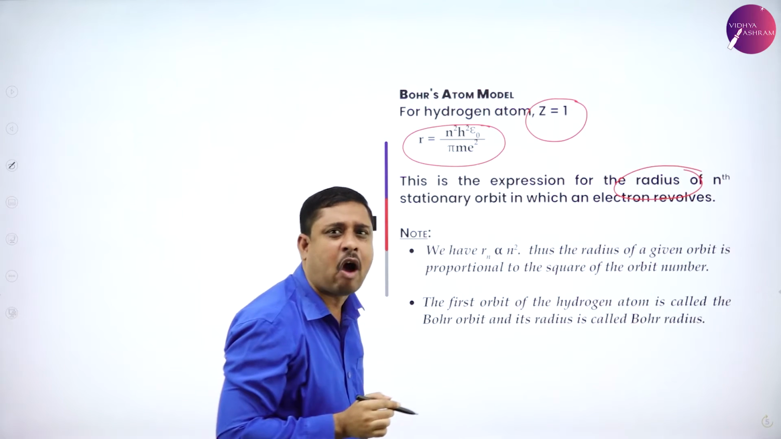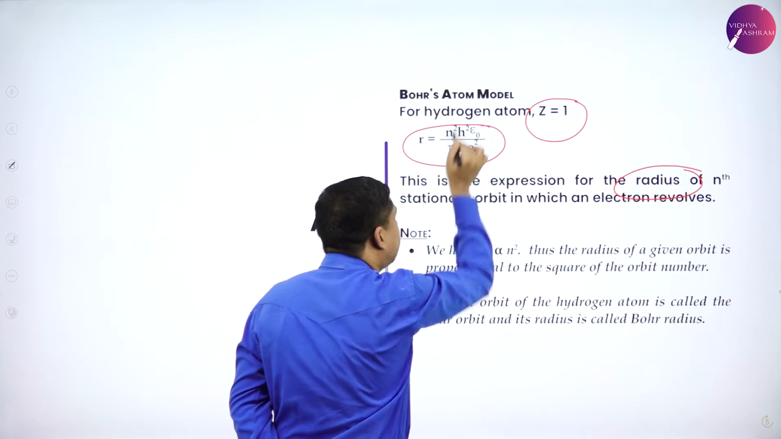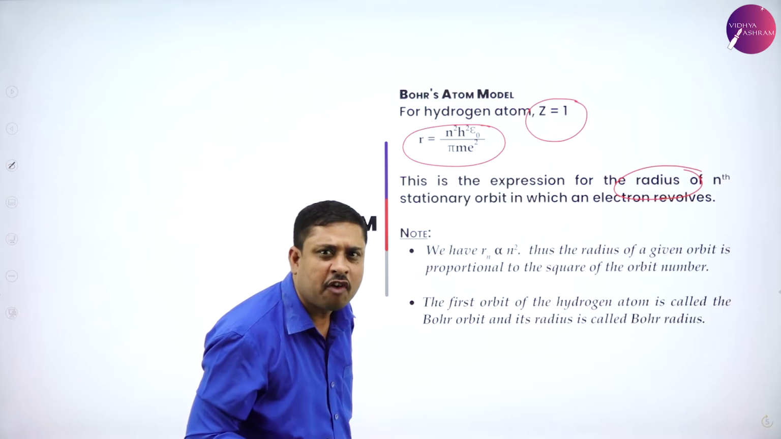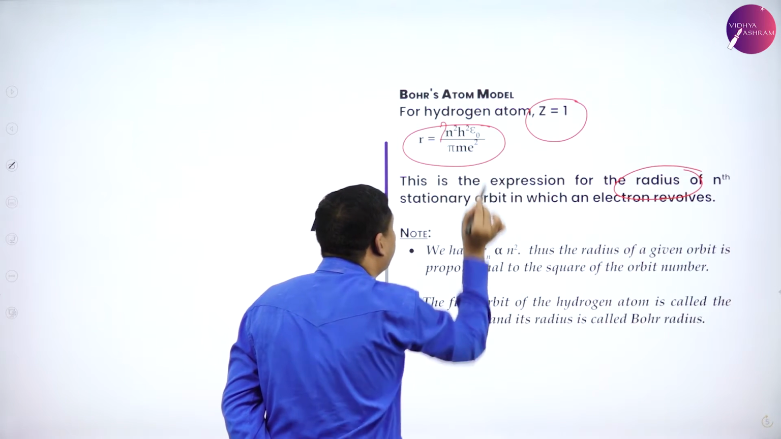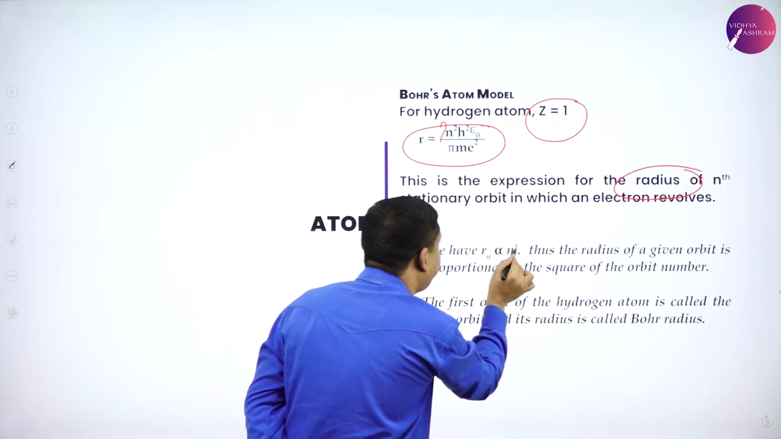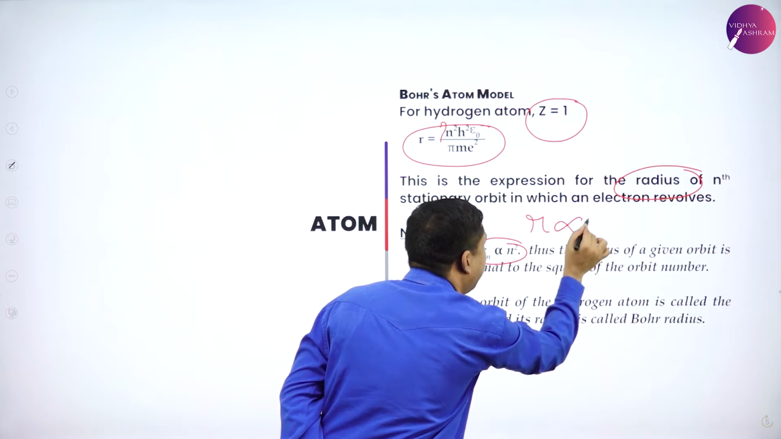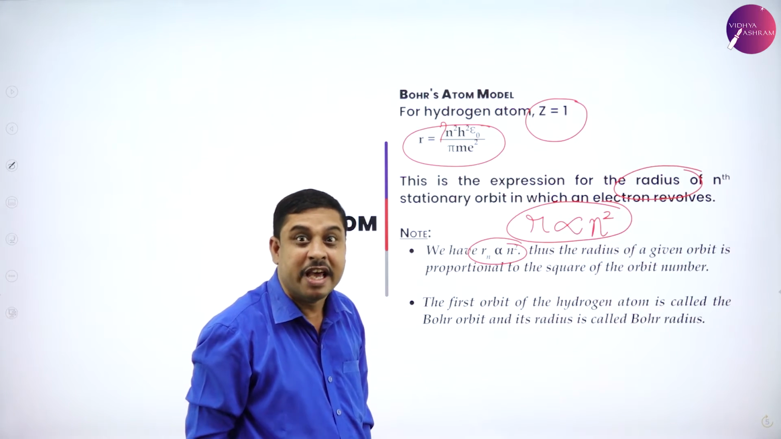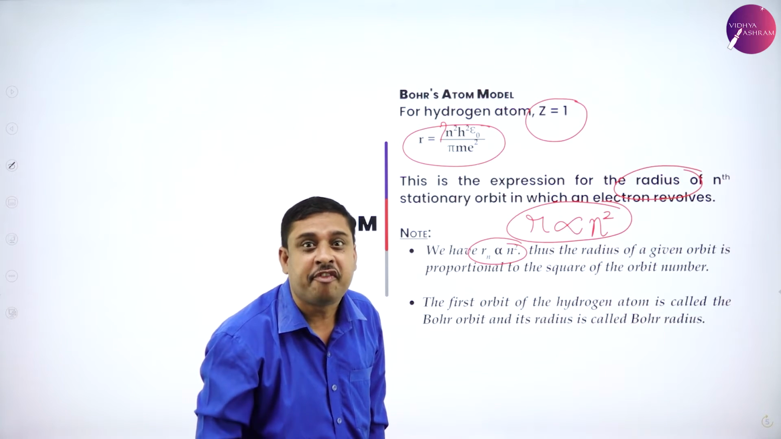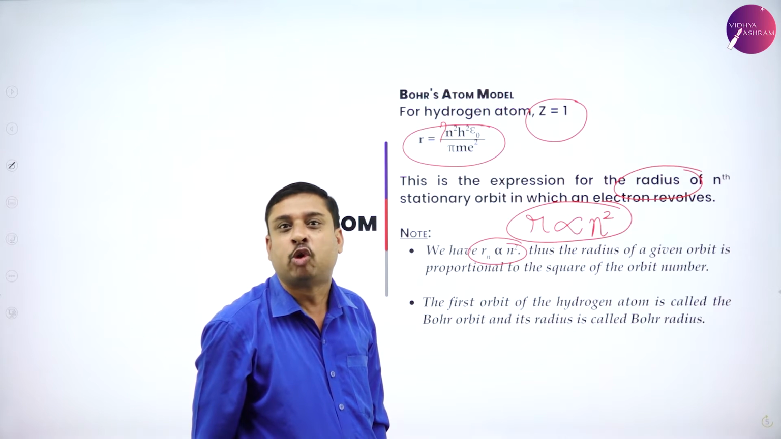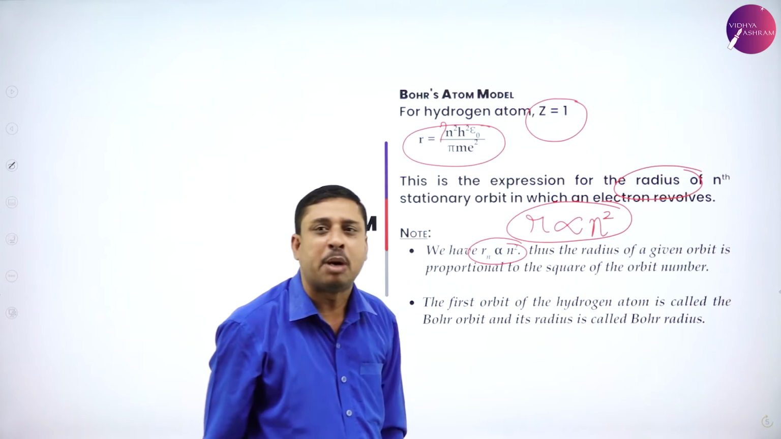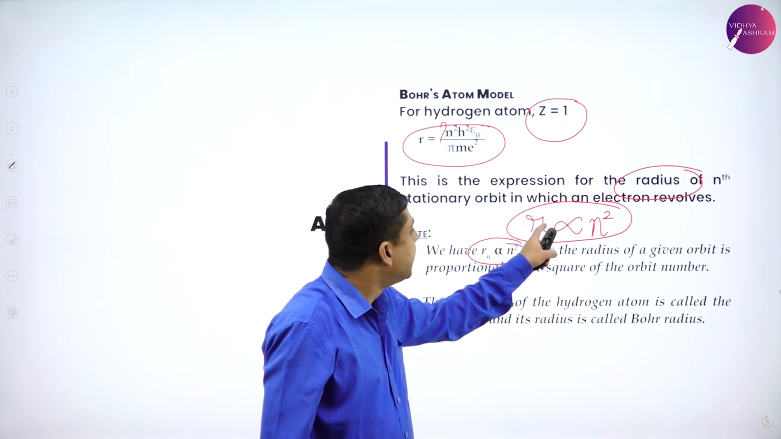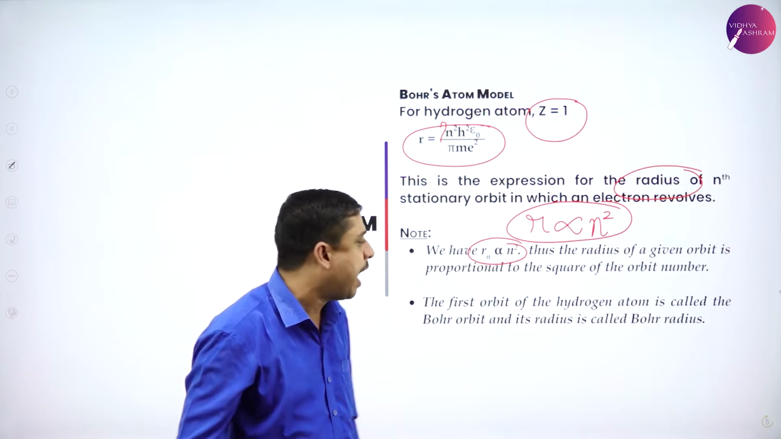Now very clearly h is a constant, Planck's constant. Epsilon naught, constant. Mass of the electron, constant. Charge of the electron, constant. The only thing that varies is the orbit number. Therefore, if you observe, radius is directly proportional to n square. This is a very important result. Radius of the stationary orbit in a hydrogen atom is directly proportional to square of the orbit number. So R is directly proportional to n square.